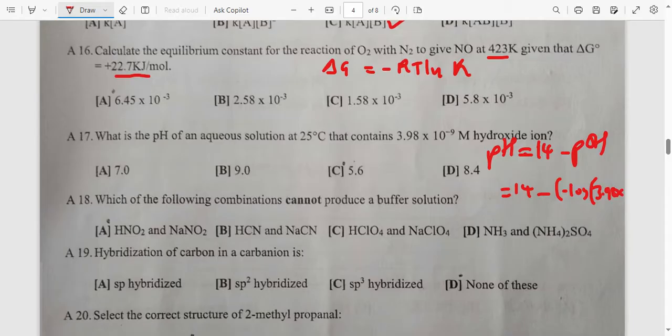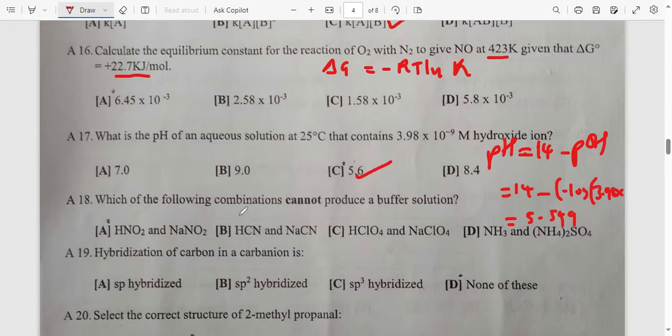So I'll start by punching negative log of, we've been given, 3.98 times 10 to the power negative 9. That will give us 8.4. 14 minus 8.4, that is 5.599. Okay, so that is 5.6. So this is the answer here.